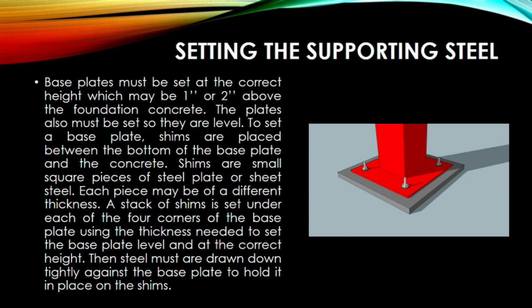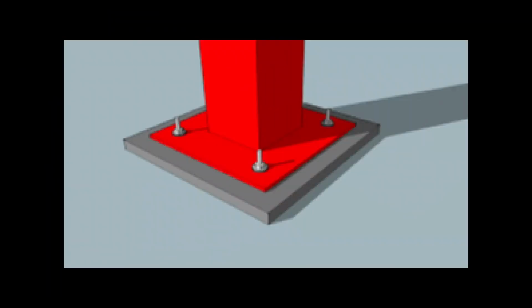Each piece may be of a different thickness. A stack of shims is set under each of the 4 corners of the base plate, using the thickness needed to set the base plate level and at the correct height. Then nuts are drawn down tightly against the base plate to hold it in place on the shims.